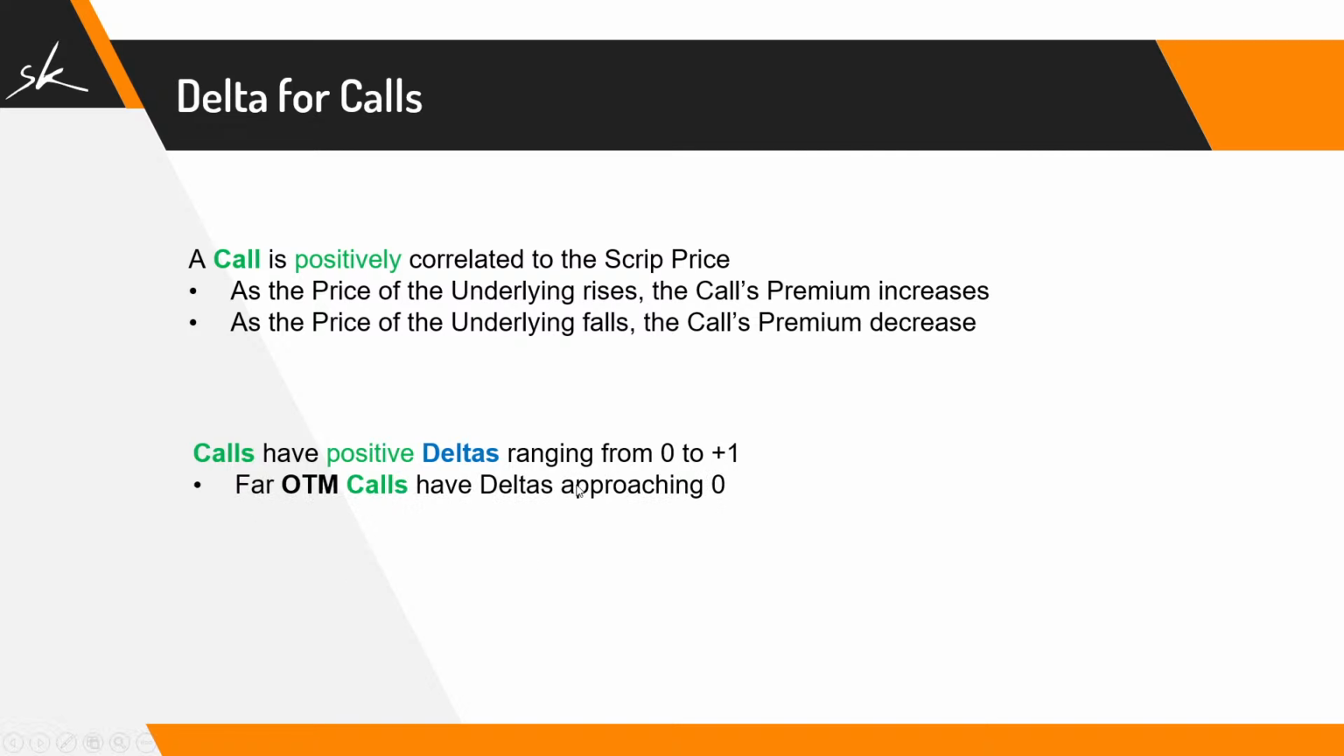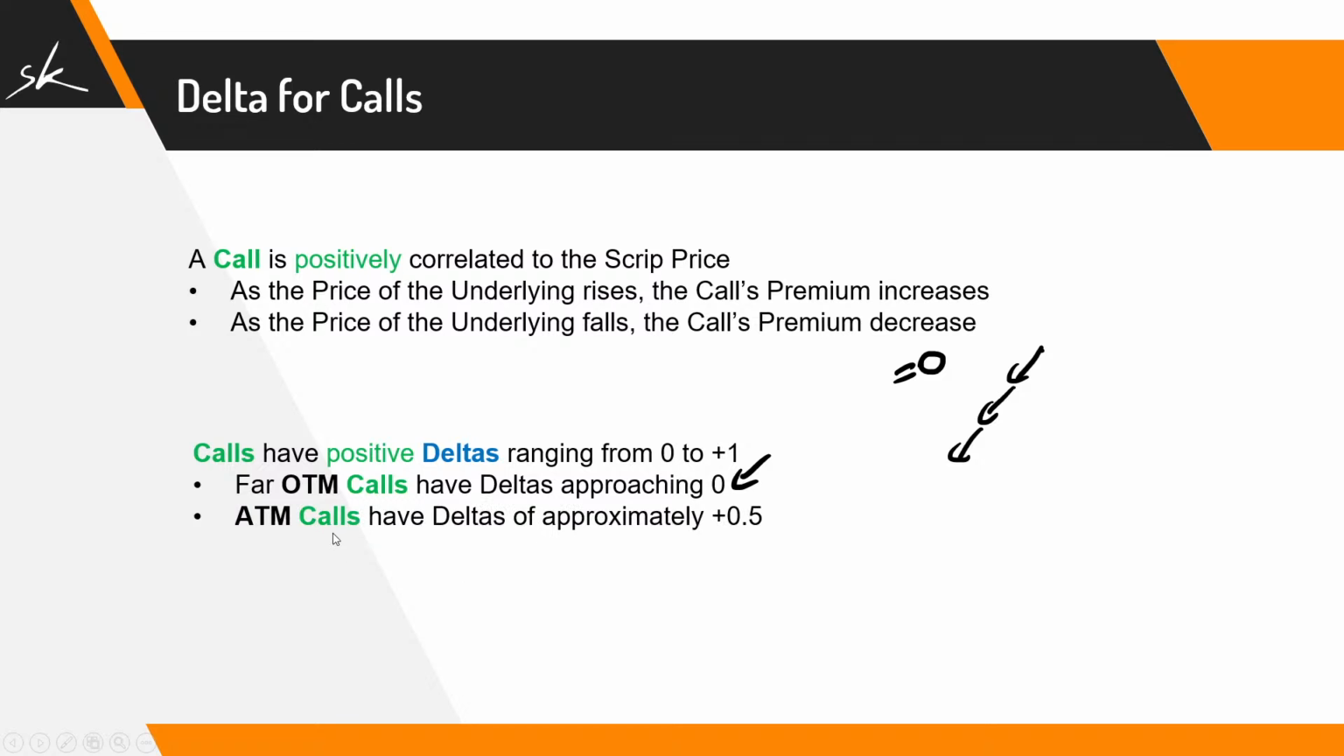Now, for out of the money calls, the delta is approaching zero. Why is delta approaching zero? Because if the calls are out of the money at expiry, the intrinsic value has to be zero, right? So the more you go out of the money, the more the delta will start decreasing and approaching zero.